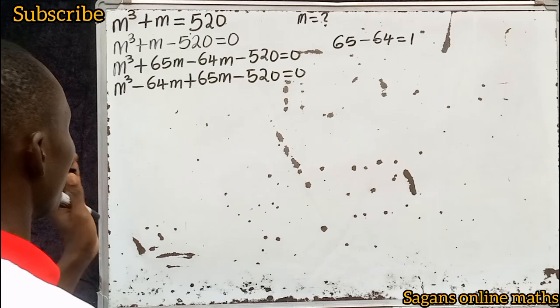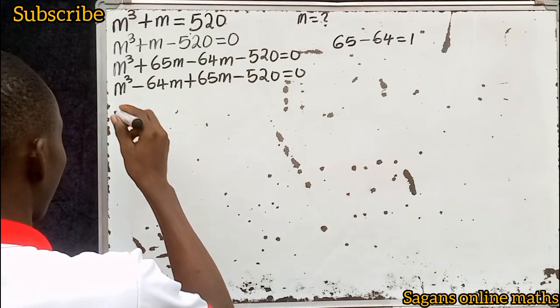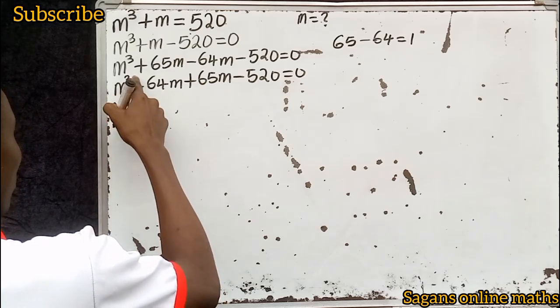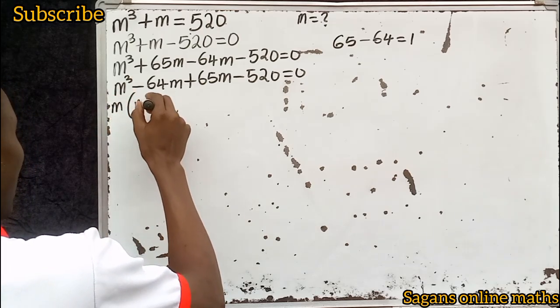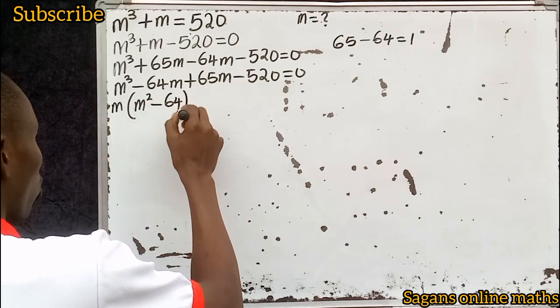Now let's look at our left hand side. What is common? You can see that we're having m to the power of 3 and we're having m here. So we can observe that m is common. We can bring out m as common: m to the power of 3 divided by m will give us m square, right? Then 64m divided by m gives us 64, right? We'll close the parenthesis.